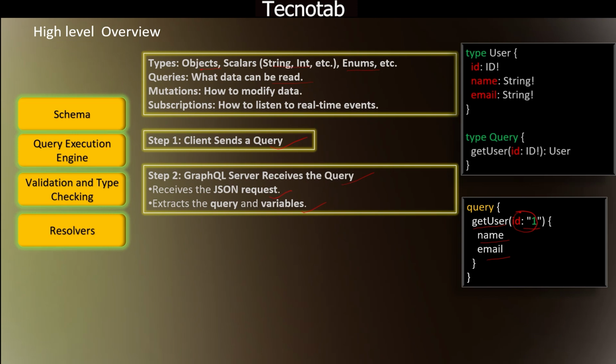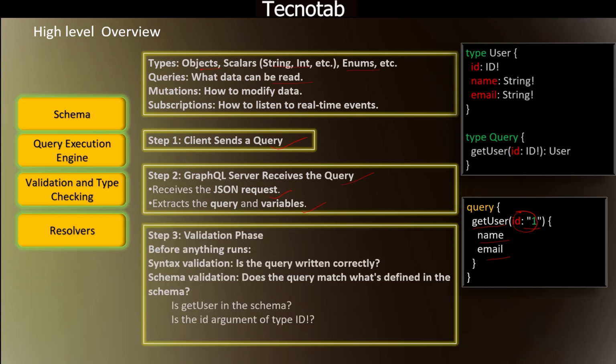Okay. Next, what's going to happen? There will be a validation phase after that, wherein every query goes through a syntax validation, checking if the query is written correctly. Then there will be a schema validation. Here is the query which has a get user. Whether it is written correctly or not will be validated. There will be a schema validation.